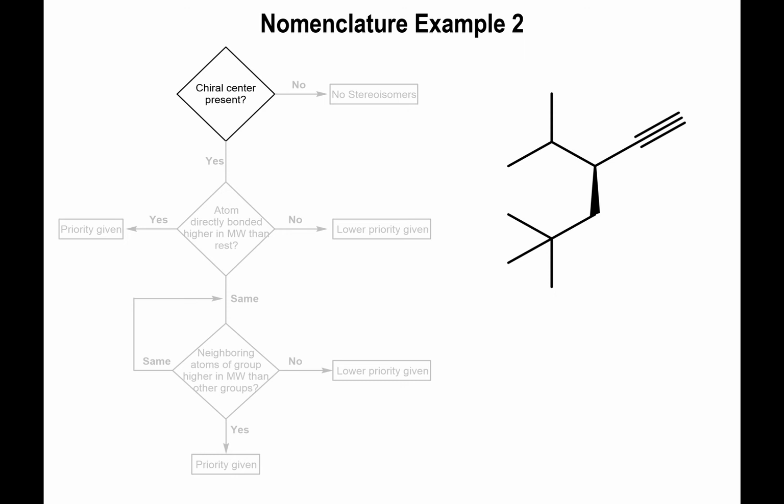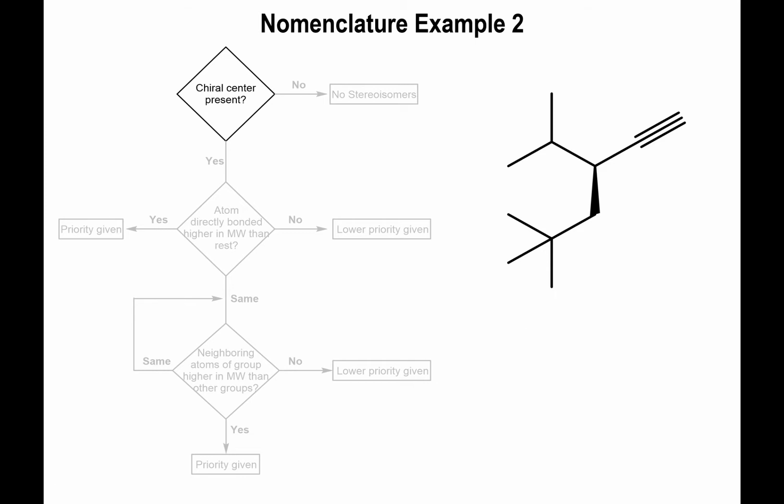Guys, we're back. Let's do more examples for determining the chirality of a molecule. Alright, so in this example we have a decently shaped molecule. We have an alkyne, and we've got a few alkyl groups coming out of this molecule.